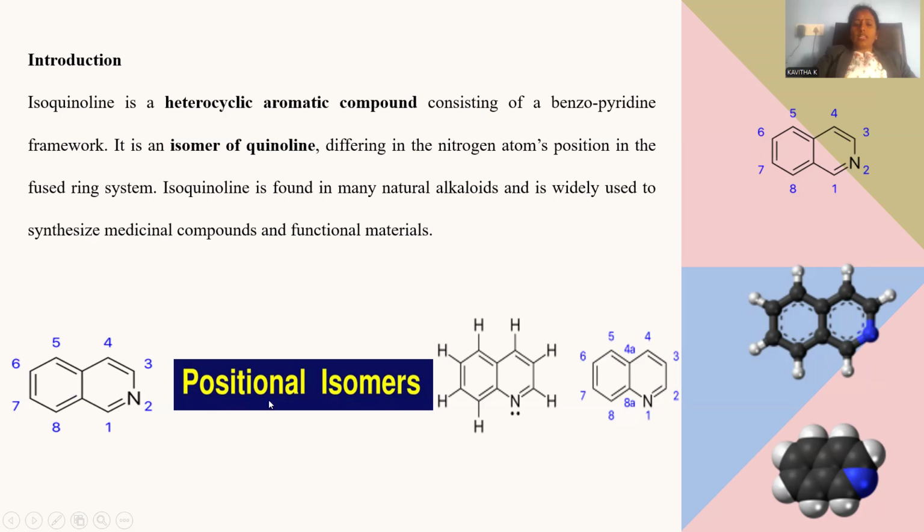Though they are positional isomers, with the nitrogen positioned either at position 1 or 2, there are various distinctive factors which identify both compounds in terms of their reactivity, and in terms of their applications as well. This is the way it is an isomer of quinoline, differing in the nitrogen position in the fused ring system. Isoquinoline is found in many natural alkaloids and is used in synthetic medicinal compounds and functional materials as well. If you observe the compound, here is the numbering provided: a benzene ring fused with the pyridine analog, and a three-dimensional representation is also provided.